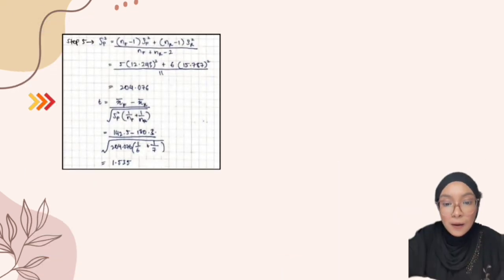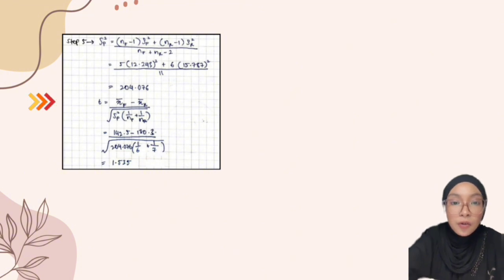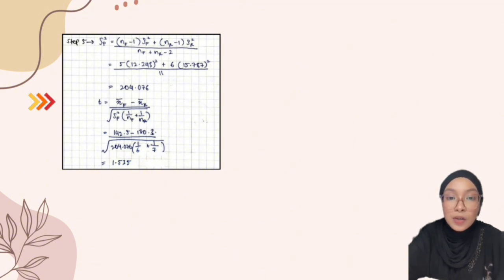Next, for the fifth step, we have to find the value of the test statistic. We have to find the pooled sample standard deviation first, using the formula: n food minus 1 times standard deviation squared for food, plus n restaurant minus 1 times standard deviation squared for restaurant, divided by n food plus n restaurant minus 2, and we got 204.076.